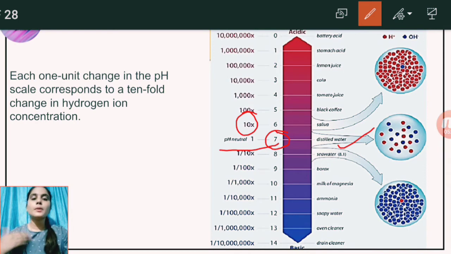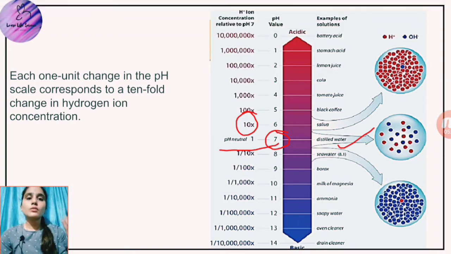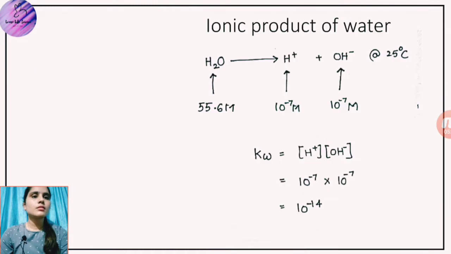Okay, for example, it was pH 5 before, now it will become pH 4. Okay, so now moving next, what is the ionic product of water? In general, water dissociates into hydrogen ions as well as OH minus ions. Generally, the molarity of water in 1 liter of solution is 55.6 molar.